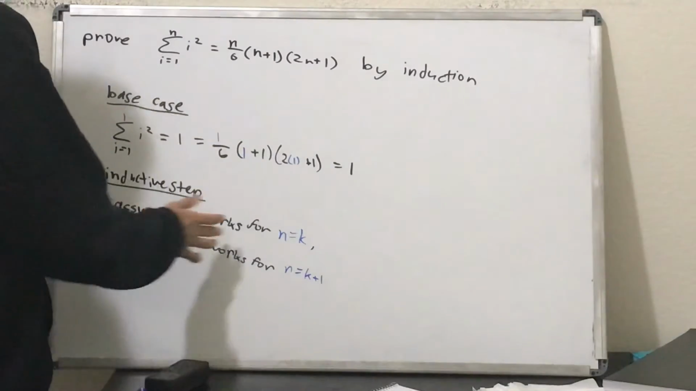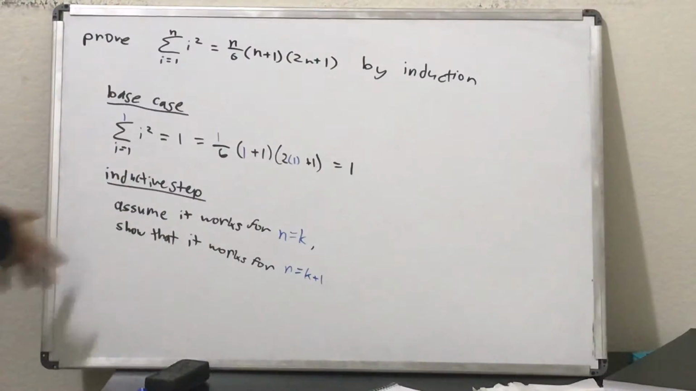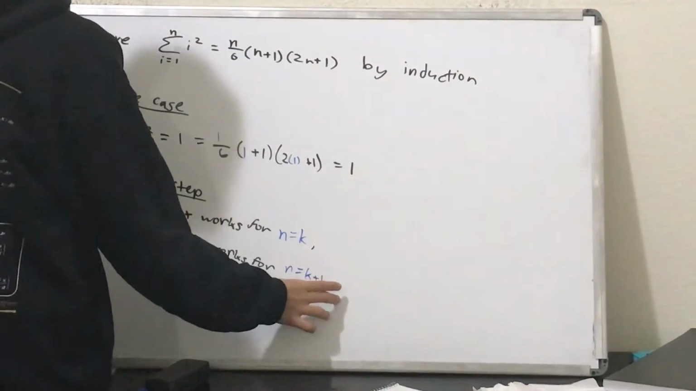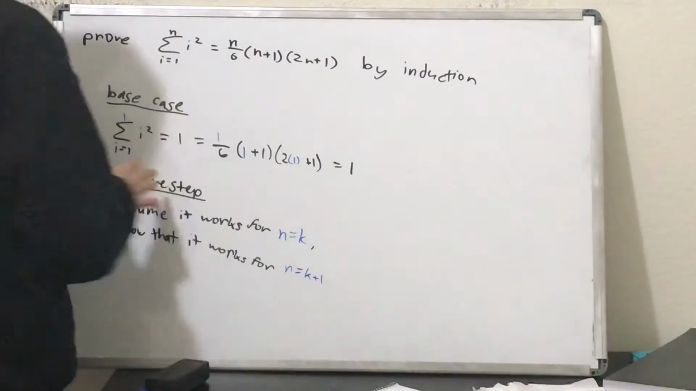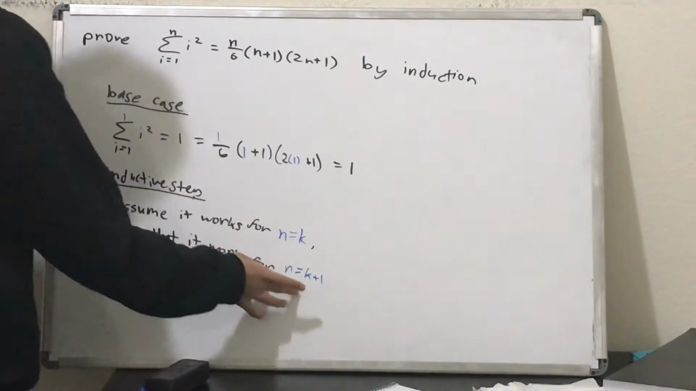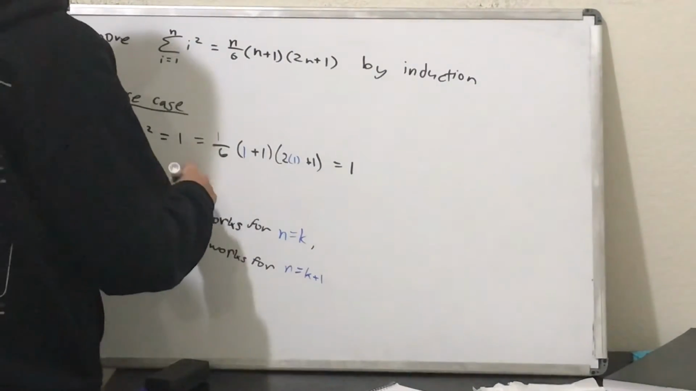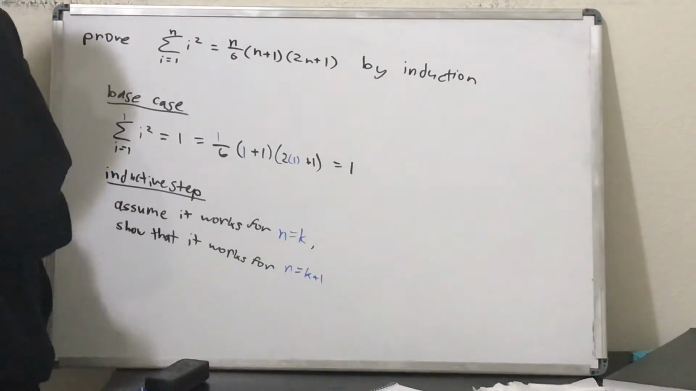So assume that it works for n is equal to k, then you have to show that it works for n is equal to k plus 1. And what you do here is that if it works for n is equal to k, it works for n is equal to k plus 1, right? So you start with it works for n is equal to 1, and the inductive step will then show that it works for n equals 2. Then the inductive step will show that it works for n is equal to 3, and on and on and on. So that's how you can use induction to prove it.